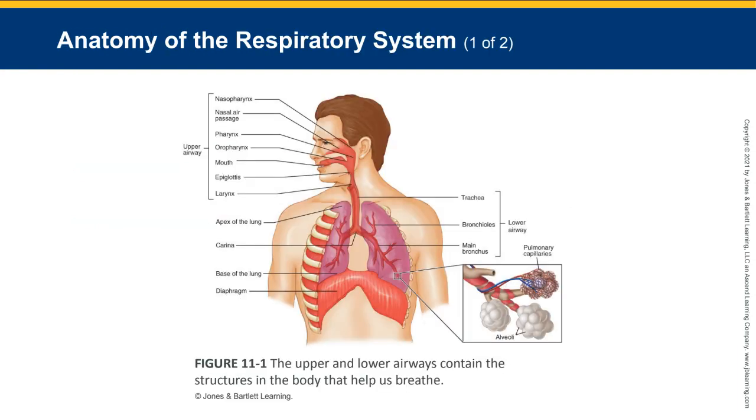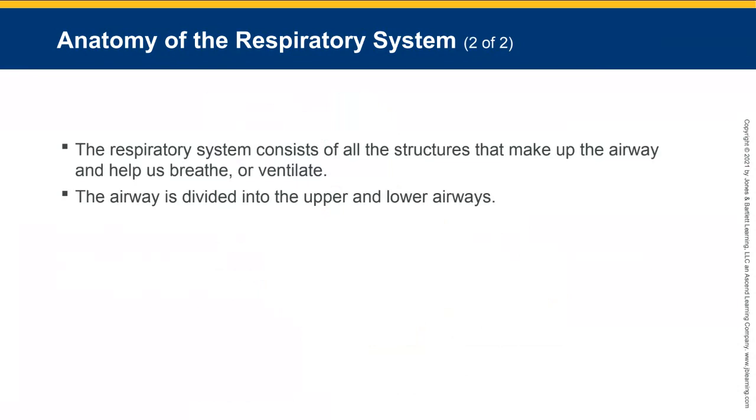We need to review the anatomy of the upper and lower airway. So you need to be familiar with the structures that are found in the upper airway and structures of the lower airway. The respiratory system consists of all the structures that make up the airway and help us to breathe or ventilate. The airway is divided into the upper and lower airways.